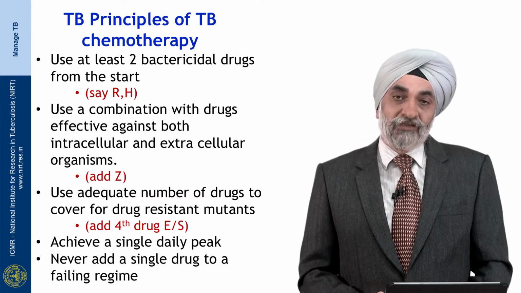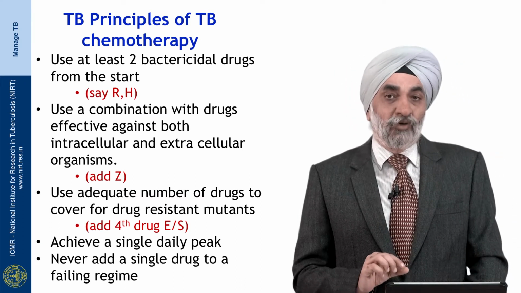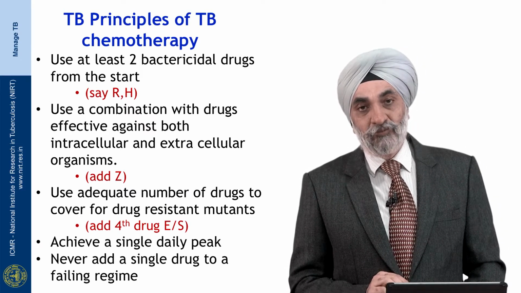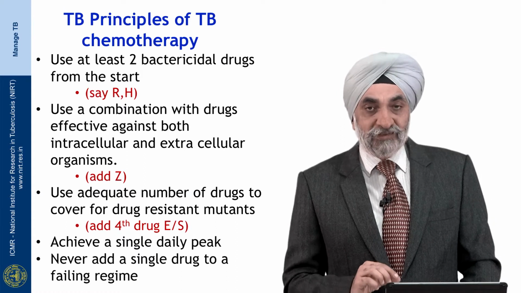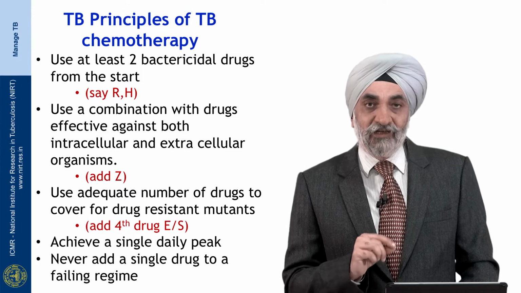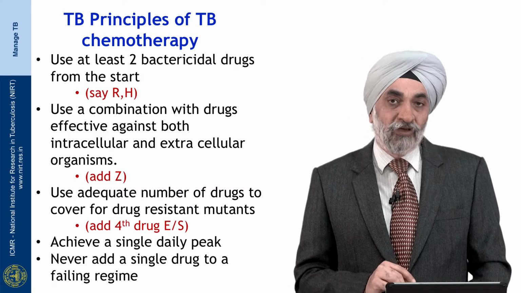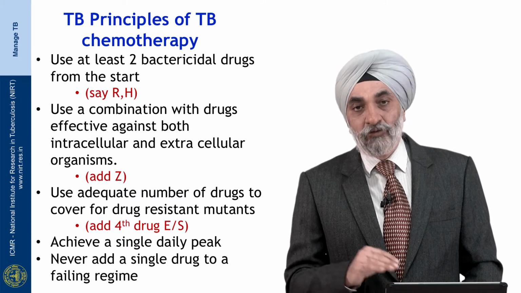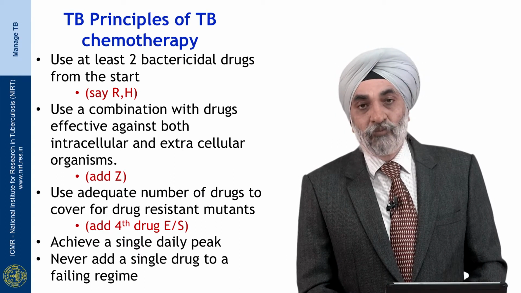What is also important is the bacteria divides in about 17 to 20 hours. That is the dividing time for a Mycobacterium tuberculosis. And as I said, it is killed only when it is dividing. So, you need a single daily peak. Therefore, there is no benefit of dividing the anti-mycobacterial drugs or ATT into more than 1 dose a day.